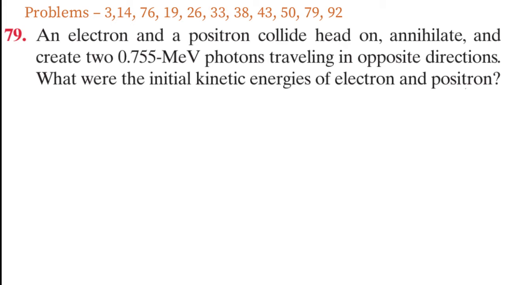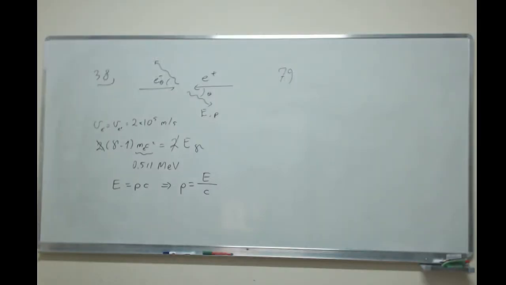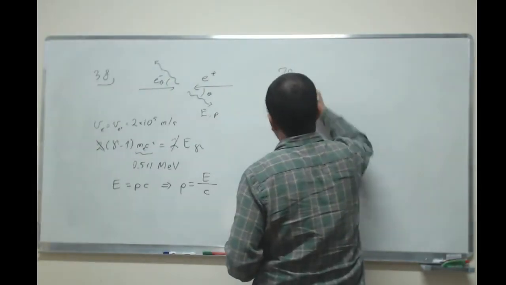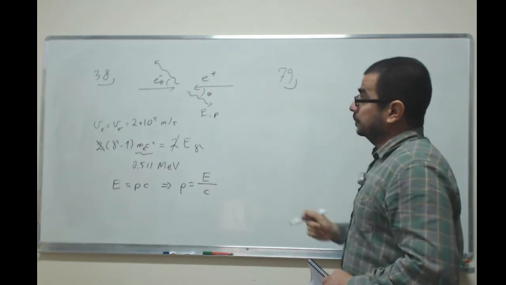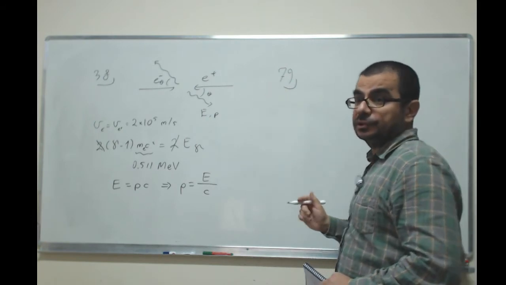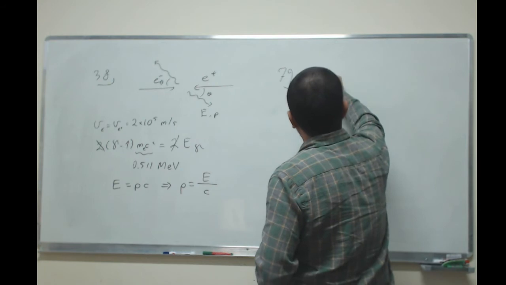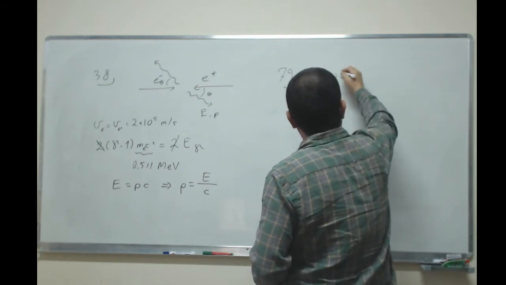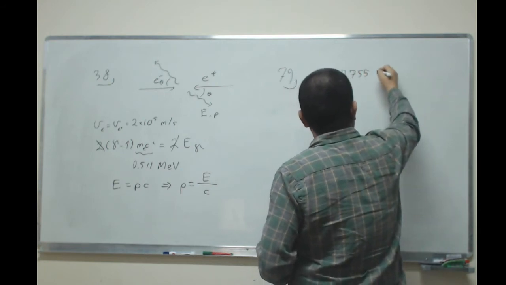Okay. So perhaps we can do this remaining part over here. As I said, it's almost the same problem. We just have to use the same equations. So this is problem 79. Again, we have the same geometry, but this time they are giving us the energy of the photons. The energy of the photon is 0.755 MeV.